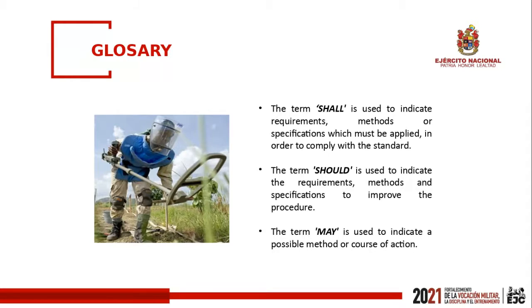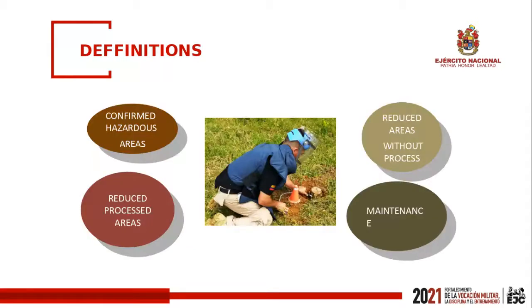We'll continue with some definitions that you have to make clear for all the subjects. First, we have the confirmed hazardous areas, the reduced process areas, reduced areas without process, and the maintenance. So what is the first definition, of confirmed hazardous areas?